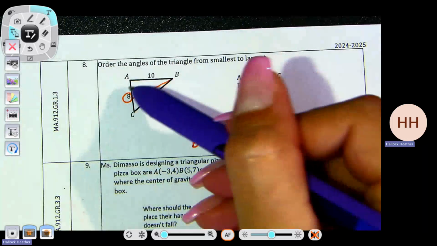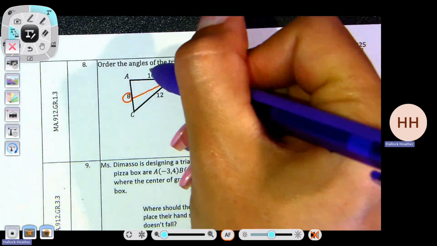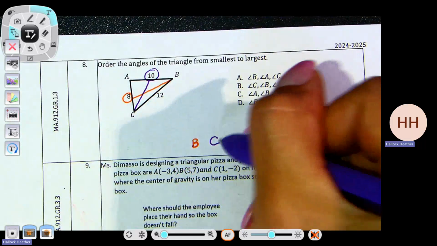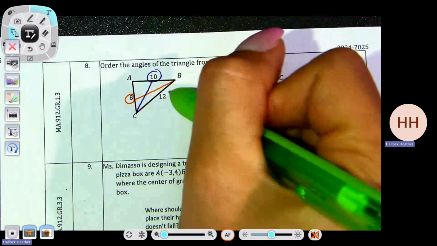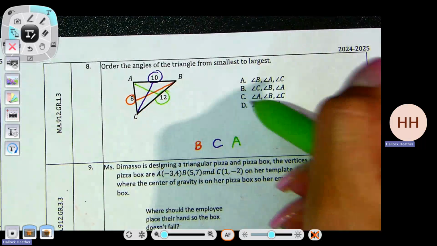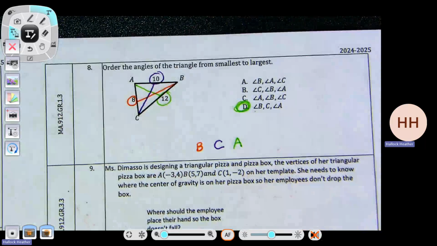Then I look at the next smallest number. I have 10 and 12. 10 is smallest. I'm looking across from that. So that's C. And then the last one, the largest, is 12, which is across from A. So this one should be answer D.